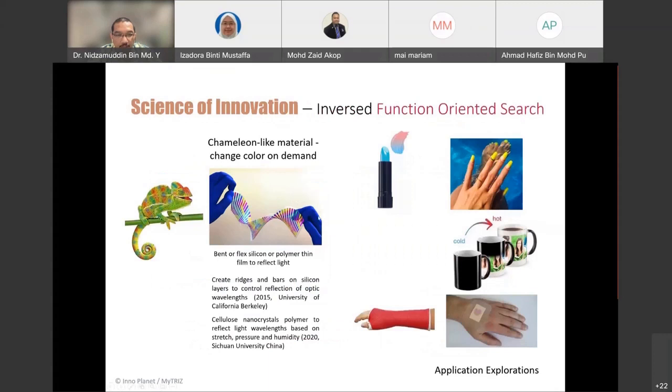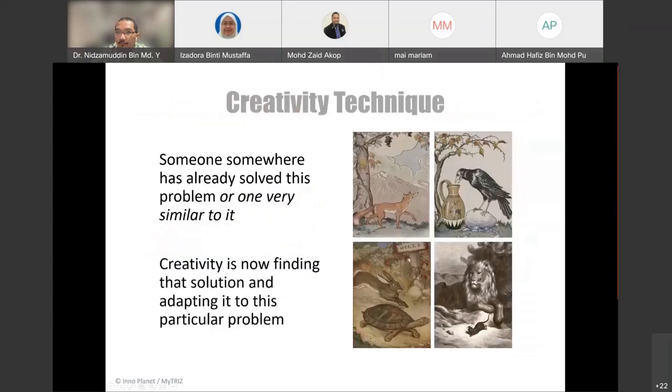Okay, so these are other examples of function-oriented search: chameleon light materials that change color on demand. So we have here a bent or flex silicon polymer thin film that bends. As it bends, it reflects light. And also we have here a mug that is a different color when it's cold, and a different color when it's hot. Okay, all right.